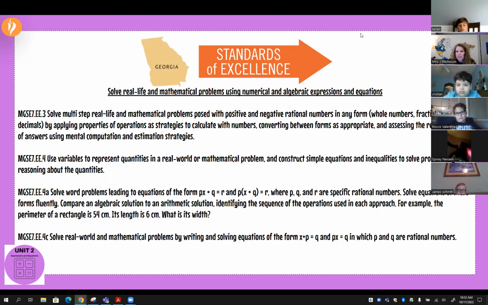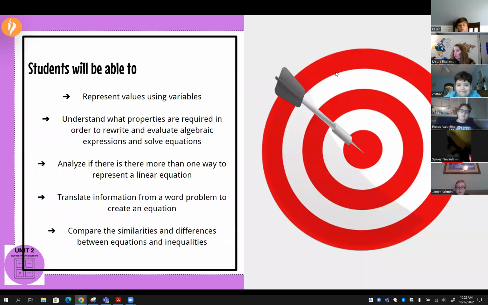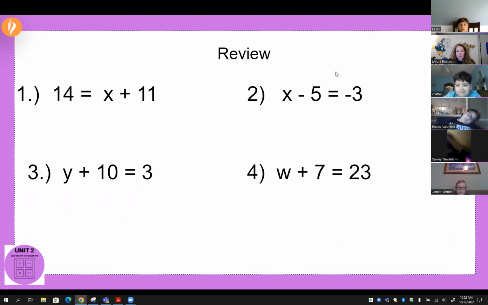All right, so here are our standards and our learning targets. For a quick review, these are all one-step addition and subtraction problems. I want all of you to do 2 of them right now. Write the problem and send me the answer to 2 of these problems.